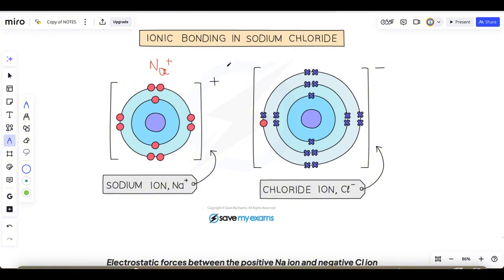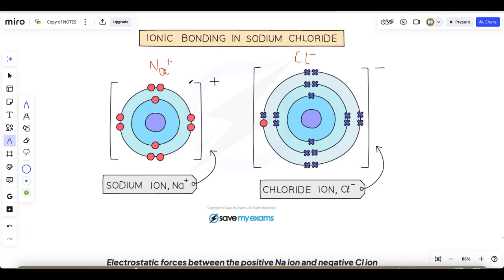This kind of bonding, the electrostatic force of attraction that exists between the sodium ion and the chlorine ion, the positive ion and the negative ion, is called ionic bonding. In case in the exam they ask you to define ionic bonding: ionic bonding is an electrostatic force of attraction that exists between the positive ions of metals and the negative ions of non-metals.